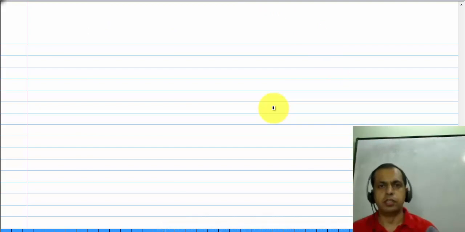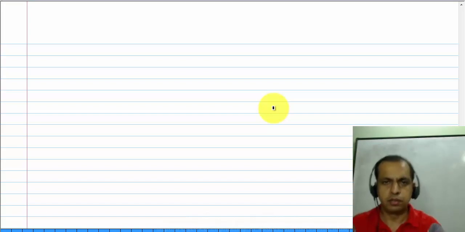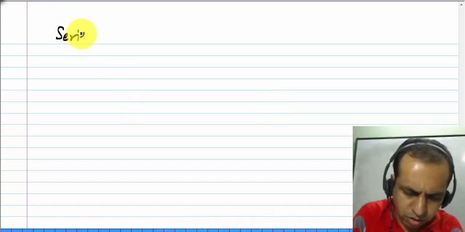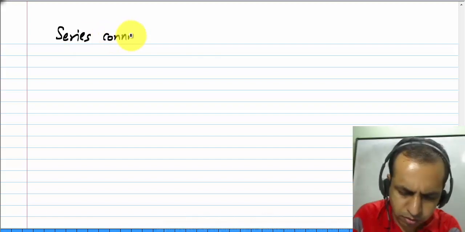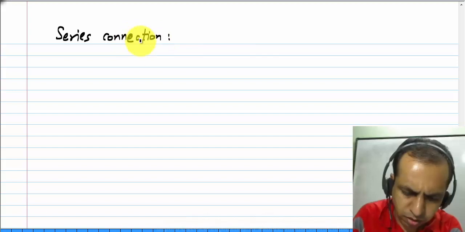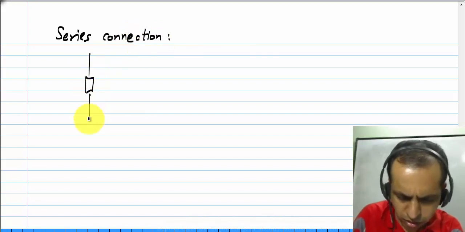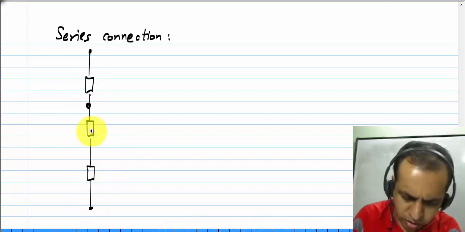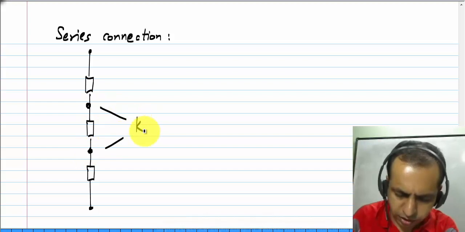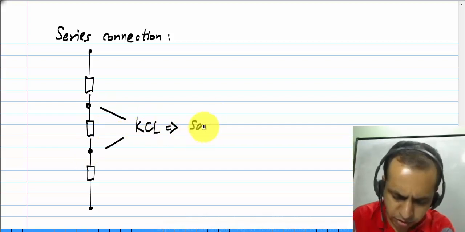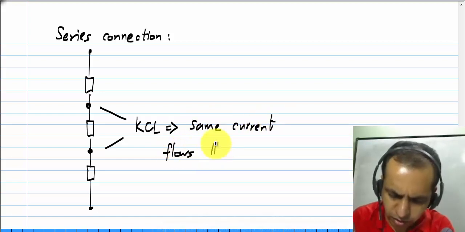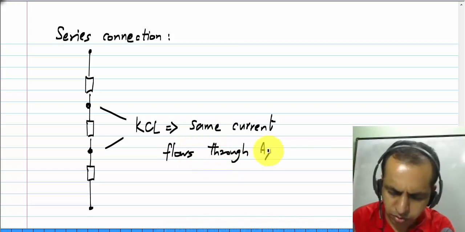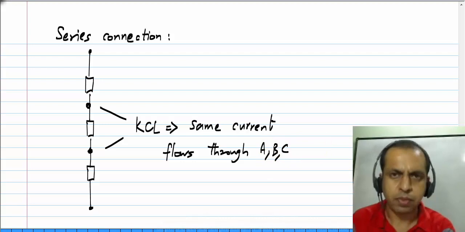Now I just said that when you have a number of elements in series, the same current flows through all of them, because of KCL at these nodes. This implies that the same current flows through all of them.